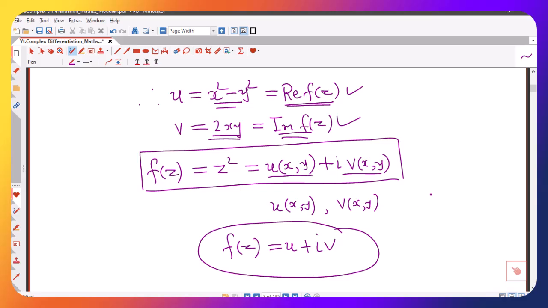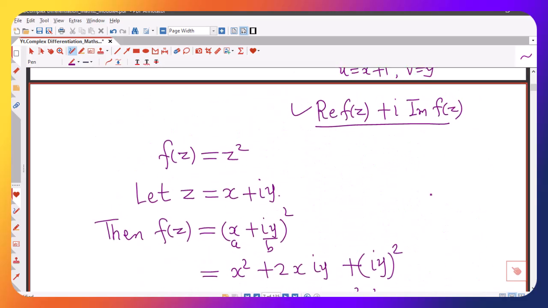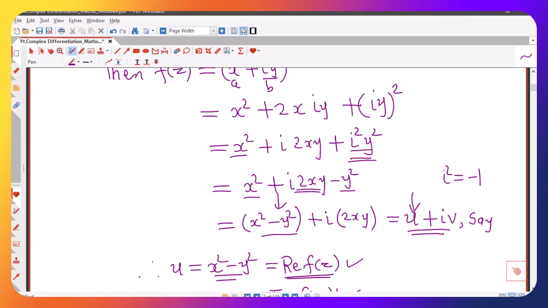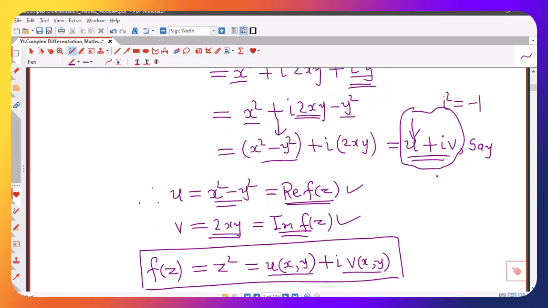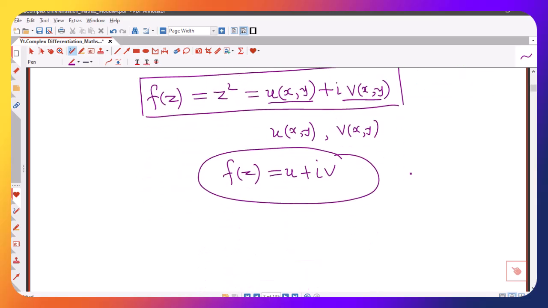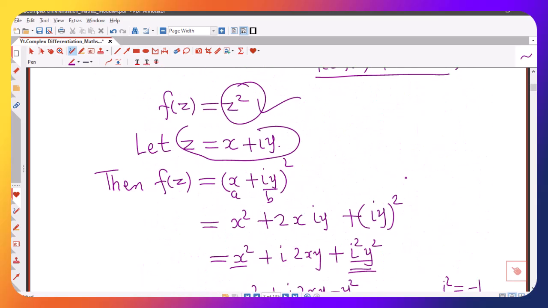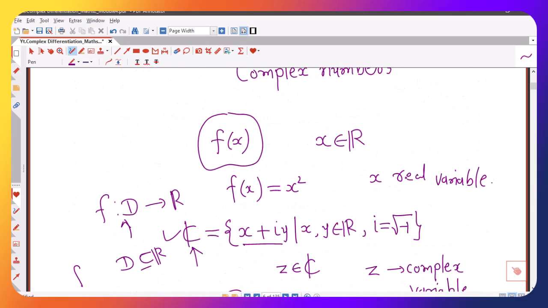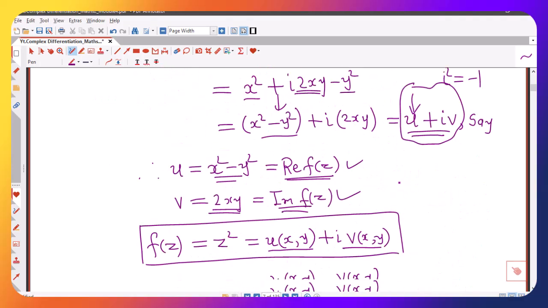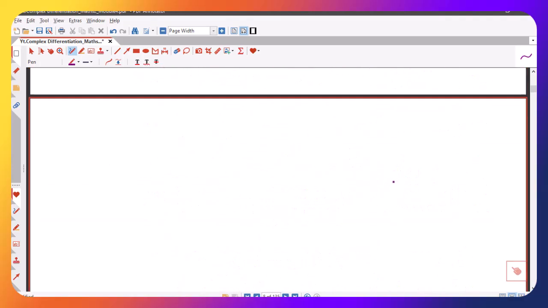So for that, what we have done, we consider z equal to x plus iy in the formula of the given function, and we try to write down our simplification in this form, something plus i into something, and we can easily find out the real and imaginary parts of the given complex function. So this we will require in the discussion of differentiability of complex function. You must be able to decide the real and imaginary parts of a given complex function.